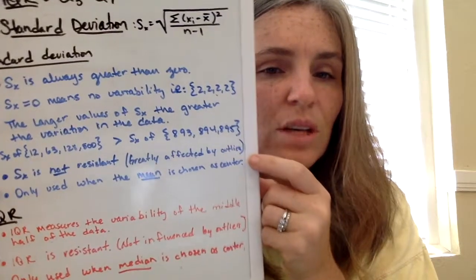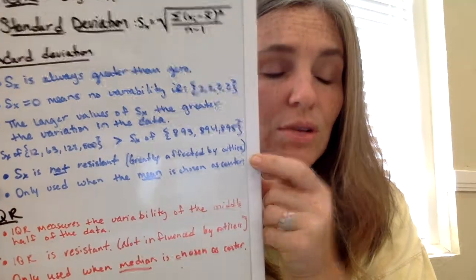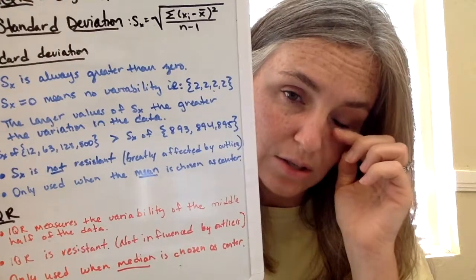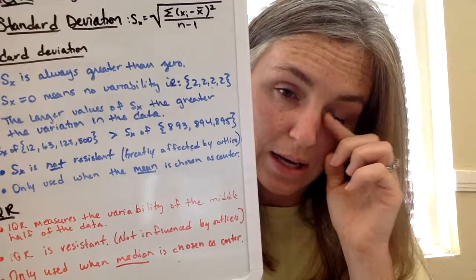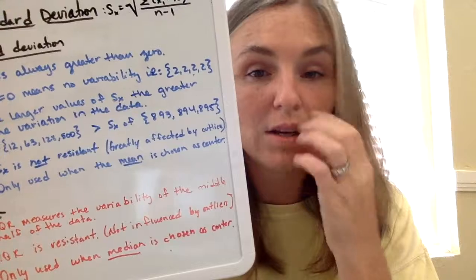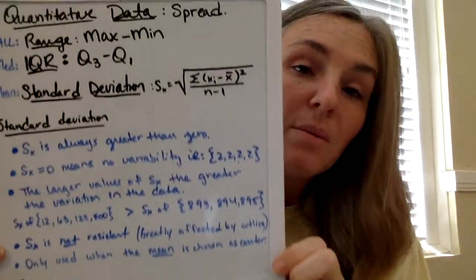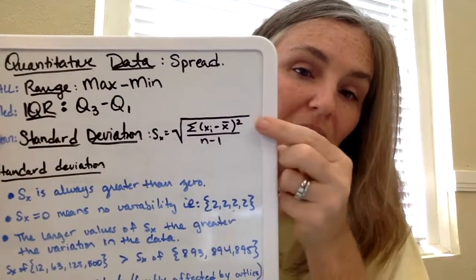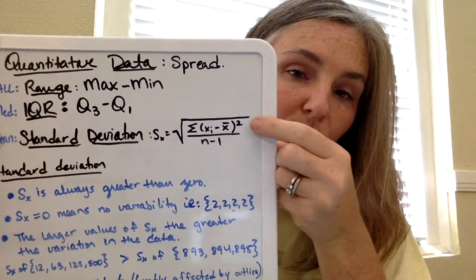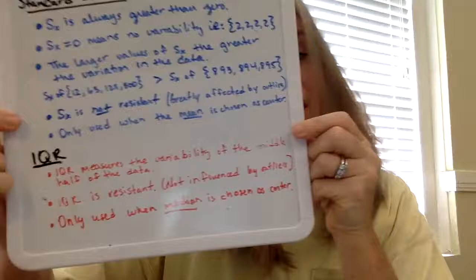And then only use standard deviation when mean is chosen as the center. So don't talk about median and then go into talking about standard deviation, right? Because the standard deviation formula involves the mean. So that means we only want to use it when we're discussing mean.